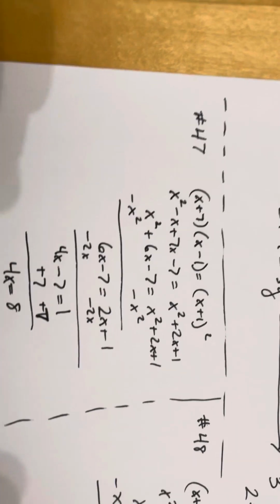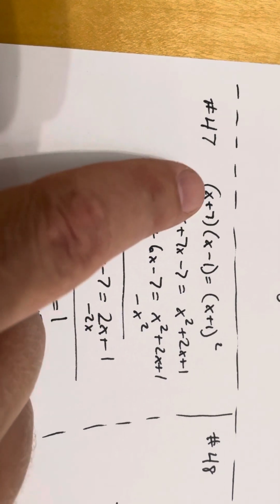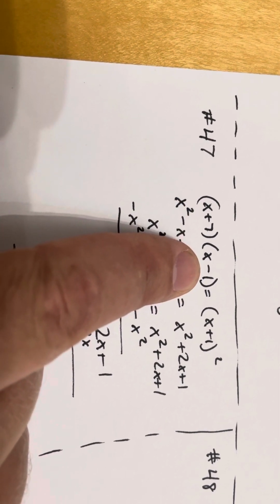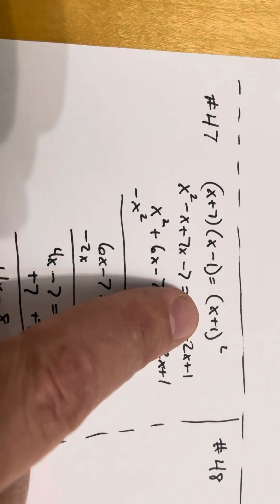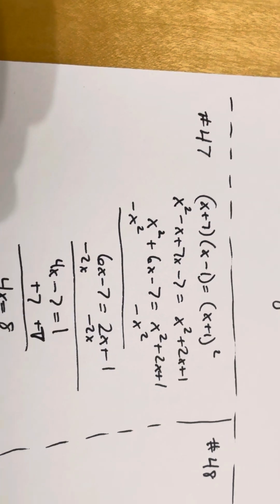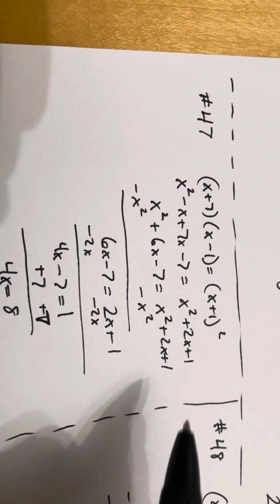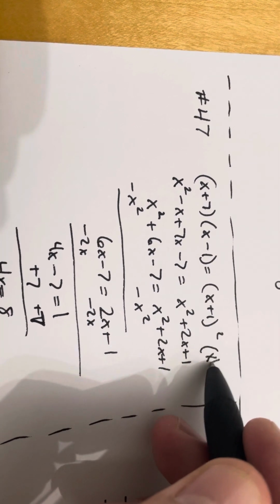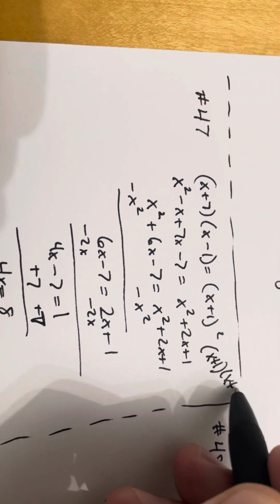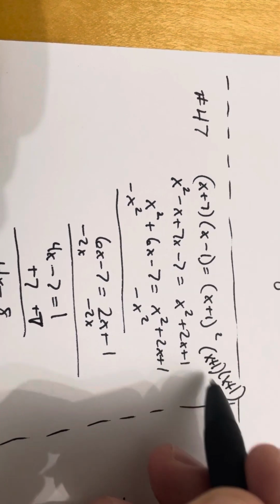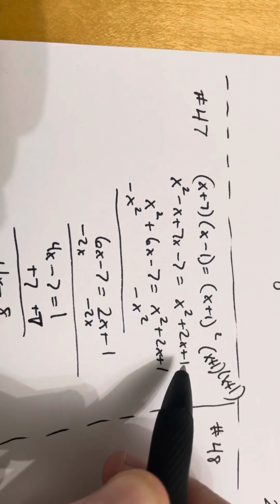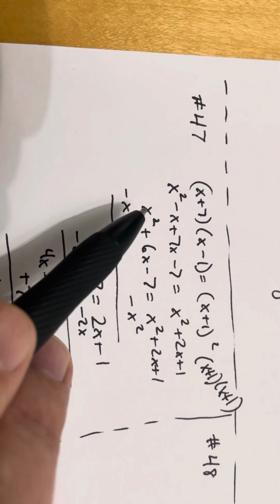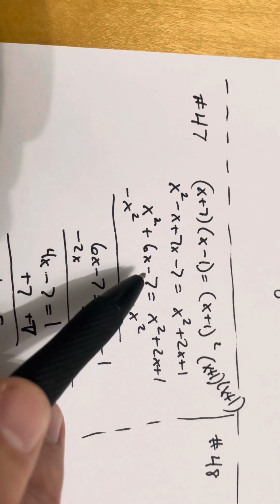All right, now we're going to slide to number 47, and it reads the quantity x plus 7 multiplied by the quantity x minus 1 is equal to the quantity x plus 1 squared. Now, what we're going to do for the x plus 1 squared is we can write it out as x plus 1 times x plus 1, and then we'll FOIL that, and we get x squared plus 2x plus 1. We'll FOIL over here, and we'll end up with x squared plus 6x minus 7.